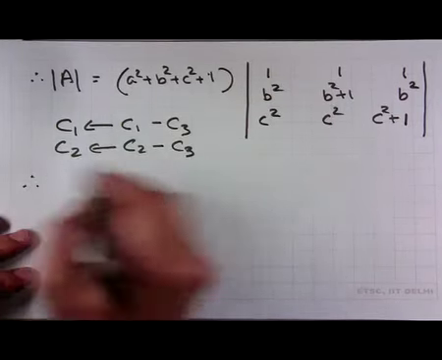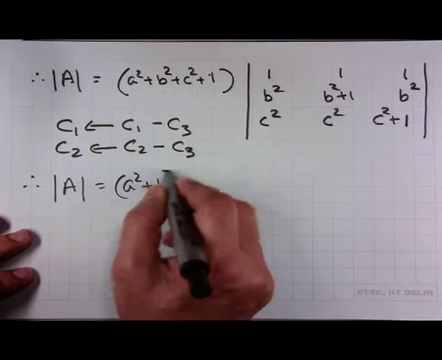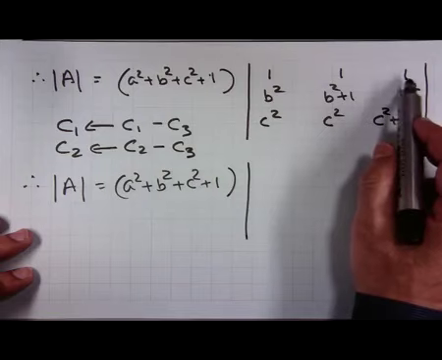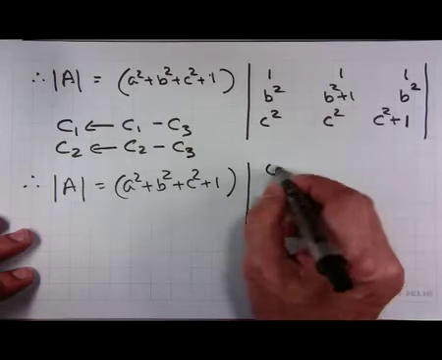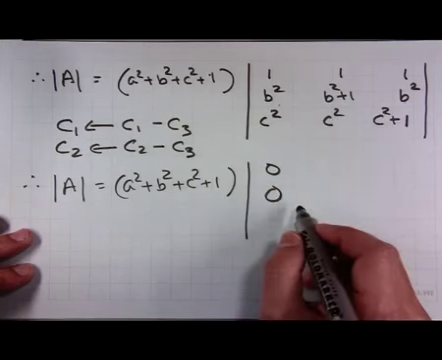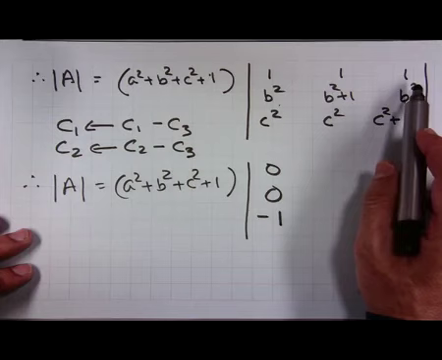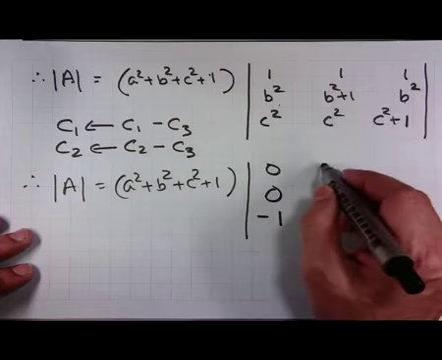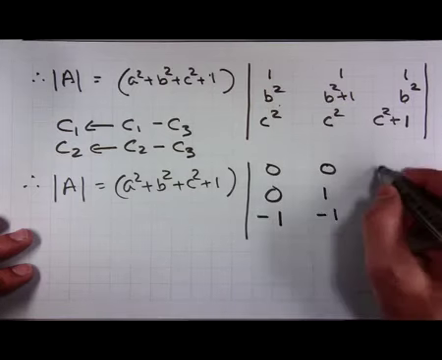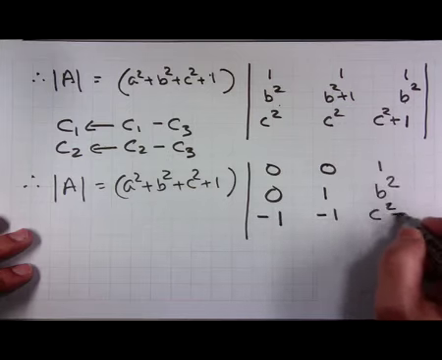Therefore, after doing these two operations, we get determinant of A is equal to a square plus b square plus c square plus 1 into determinant of. Now, I am subtracting this from this, therefore, 0, b square minus b square is 0, c square minus c square plus 1 is equal to minus 1. Now, I am subtracting this column from this column, therefore, it is 0, 1 minus 1, and we are left with 1, b square, c square plus 1.